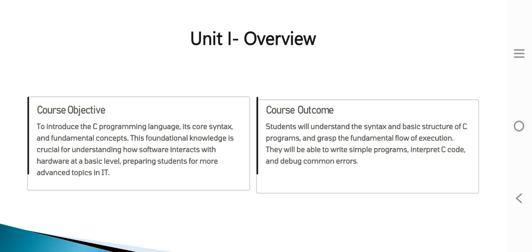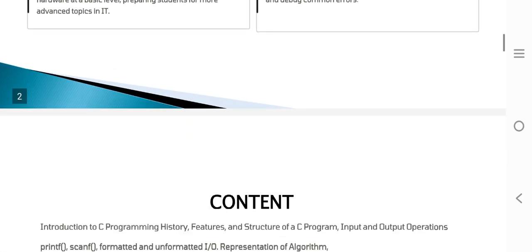Next, we will look at the course outcomes that students are expected to achieve. So by the end of this unit, students will be able to understand the syntax and the structure of a C program, follow the basic flow of execution, write and interpret simple programs, and debug common errors. So these outcomes form the foundation of programming skills. Now let us see the syllabus of this unit.